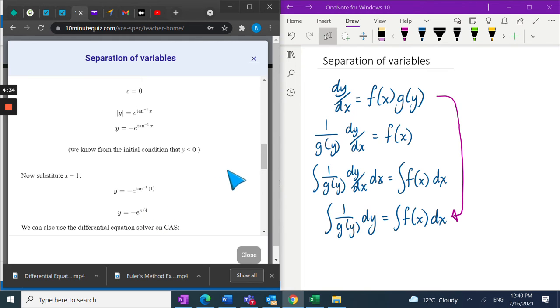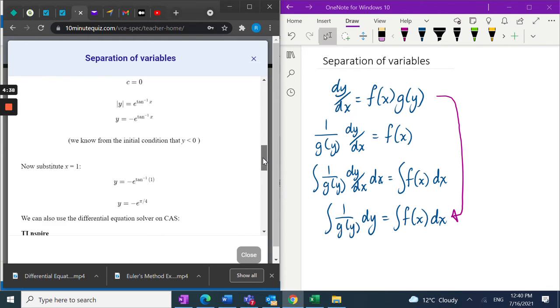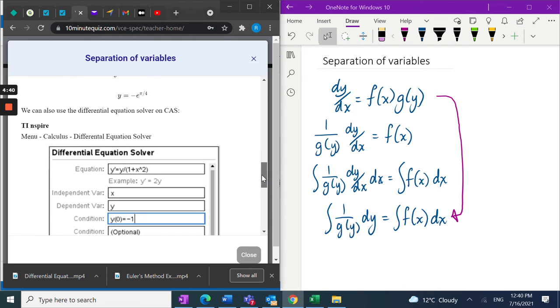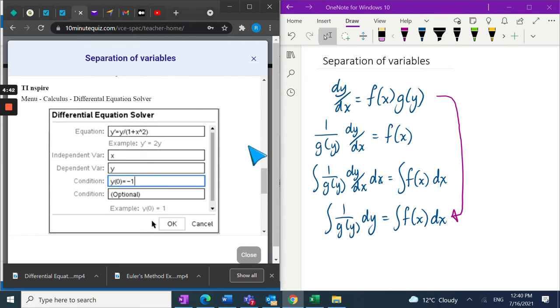Now, if we have access to our CAS calculator, which we would in our VCE Specialist Maths Exam 2, we can use the differential equation solver function. So we would go menu, calculus, and find the differential equation solver. How we enter our differential equation, dy/dx, we write as y dash. And that dash we can find under the menu where pi is.